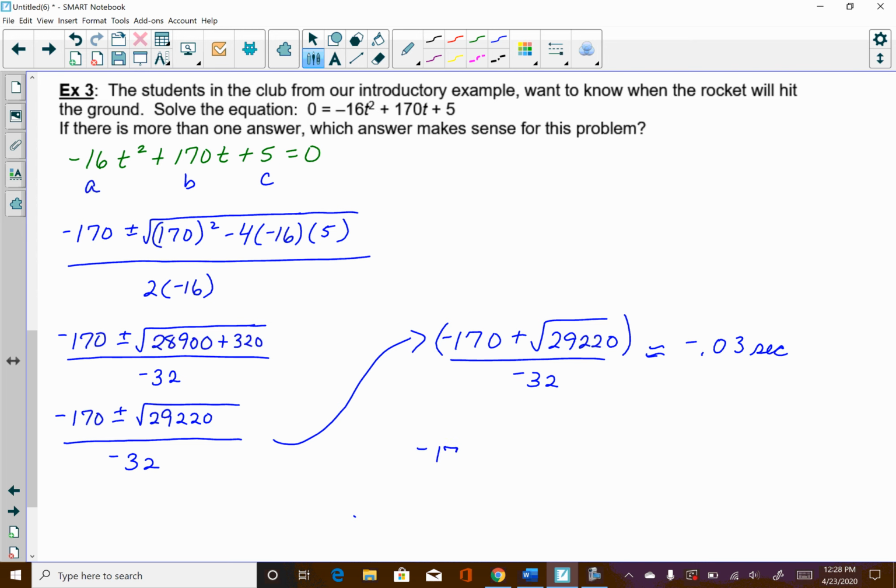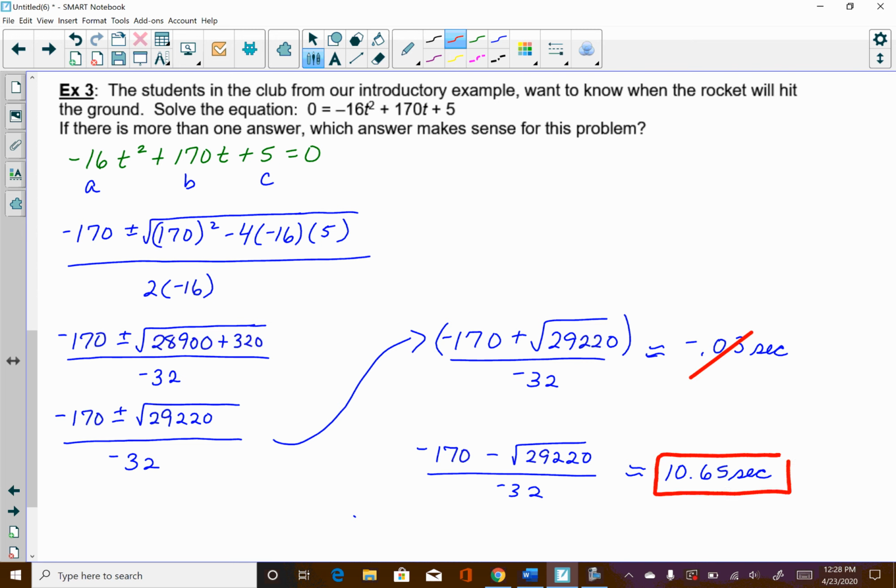The other scenario, negative 170 minus the square root of 29,220 divided by negative 32, would give you approximately 10.65 seconds. So you're talking about time here. Can we have a negative time? And hopefully you would agree, no, we can't have negative time. Only this nearly 11-second mark makes sense. So basically, it's 10.65 seconds. So basically in 11 seconds, that's when their rocket's going to hit the ground. That's the only one that makes sense here.